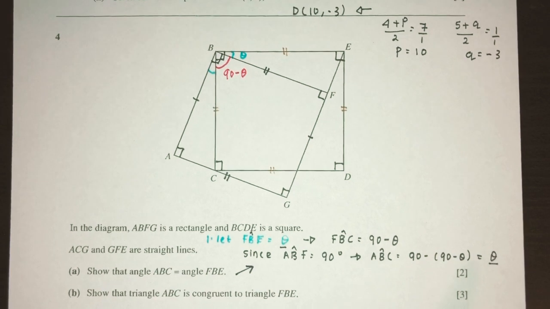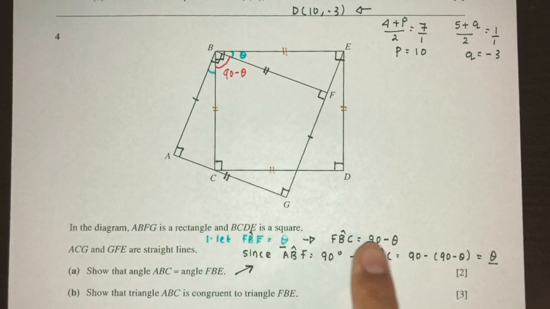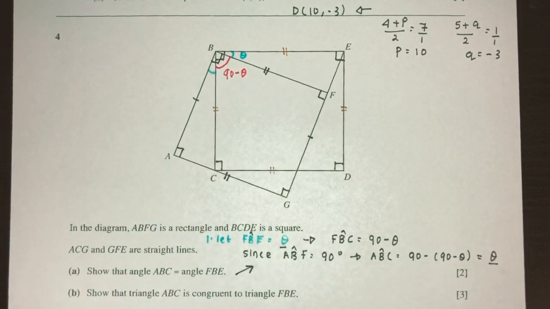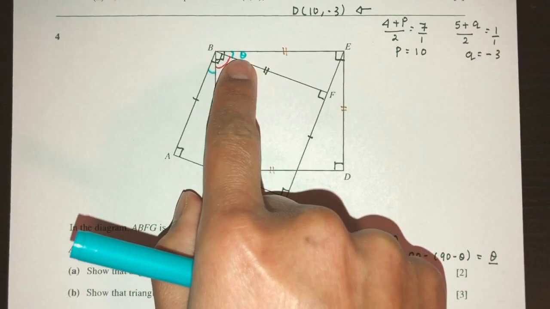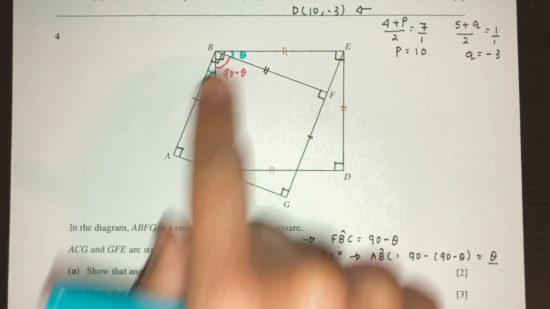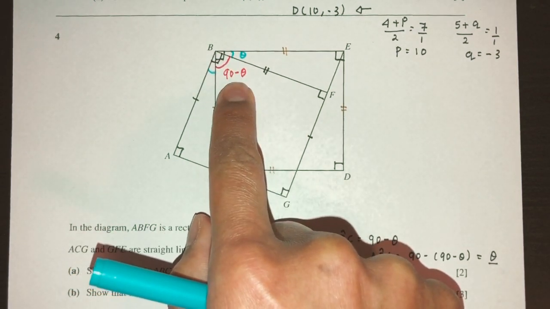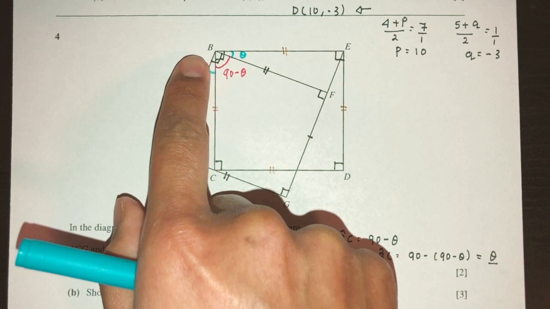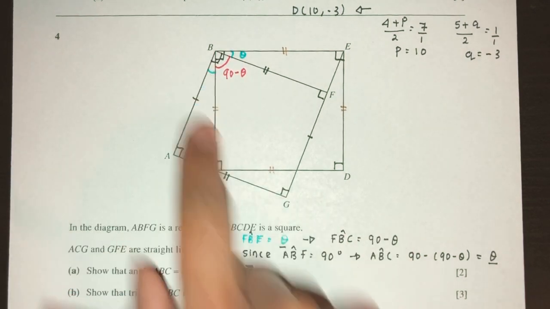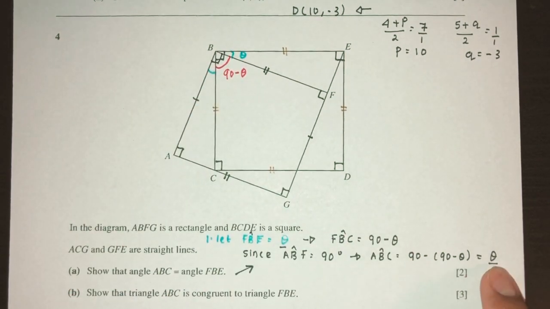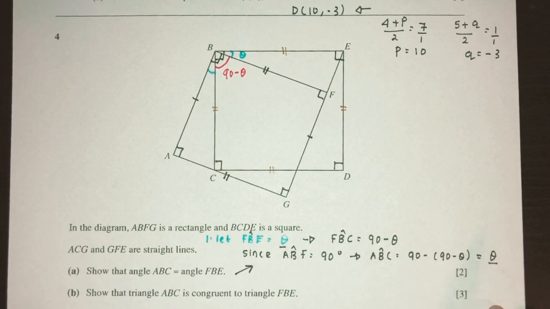Okay, so if you guys don't understand this right now, you can go through the steps one by one to see what's happening, and you will realize that this is true. So let's go again one by one for you guys. First, you have to let this one be theta. Then, because we know this is 90, this will be 90 minus theta for this angle. Now we know this one is also 90, so this one will become theta. So that's how you prove these two angles are the same. That is for part A.